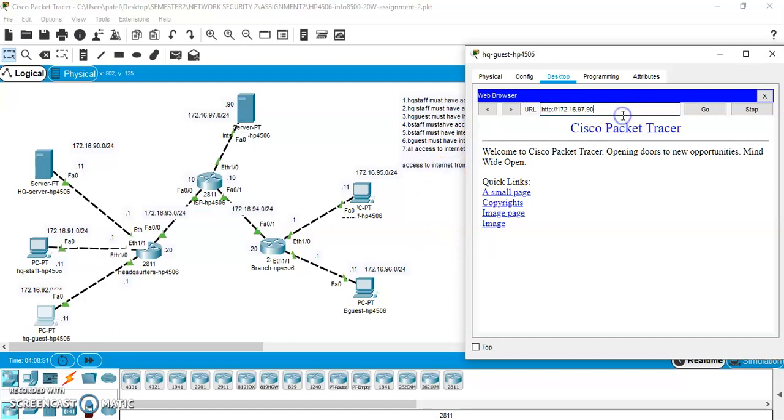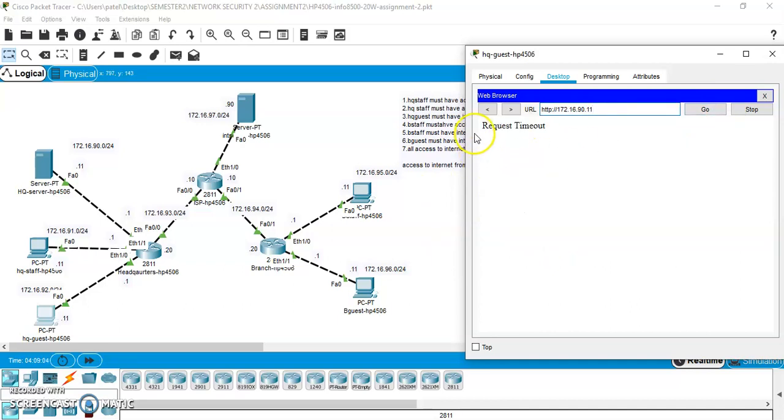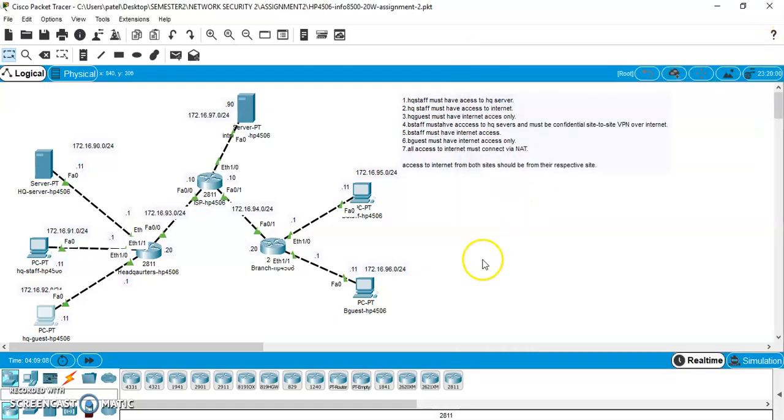Yes, I'm able to access the internet server. Now I will access the headquarters server. As you can see, we are getting request timeout. So it seems that we have met the requirement. But we also have to validate the NAT.